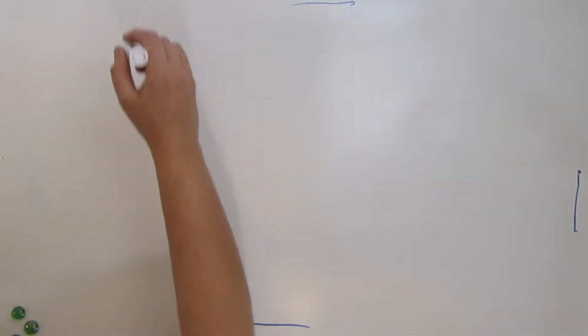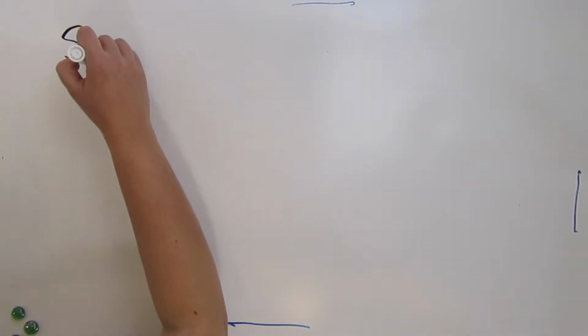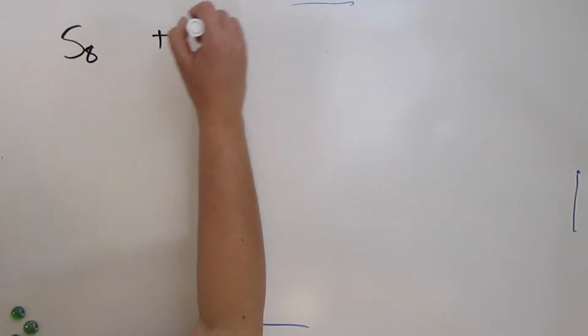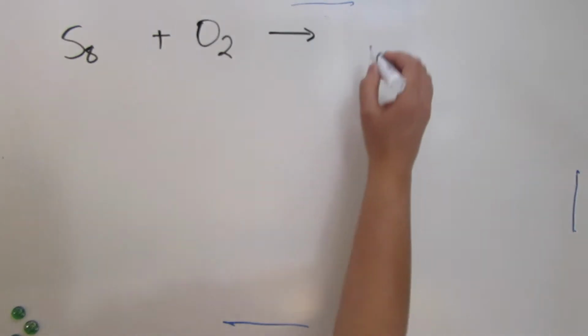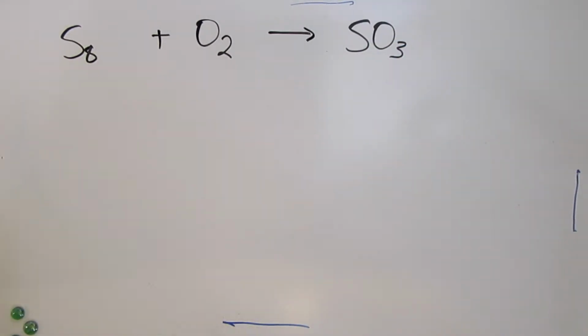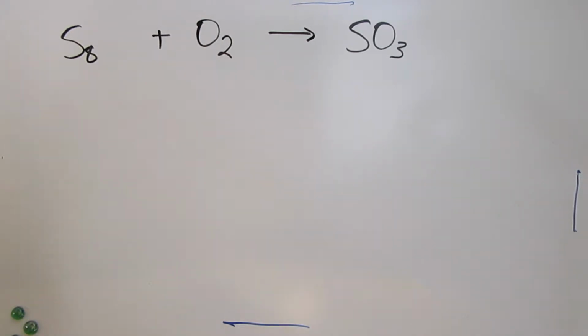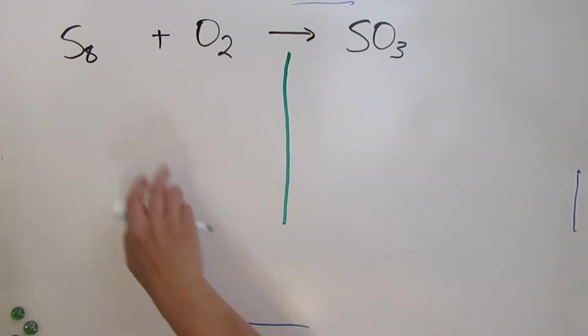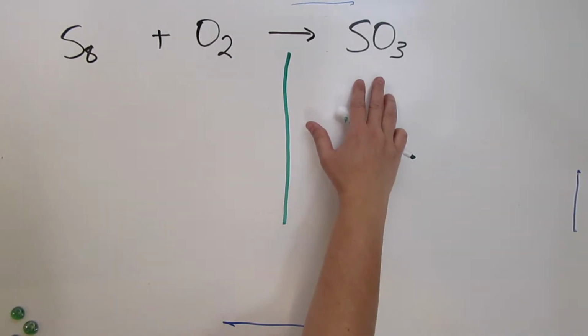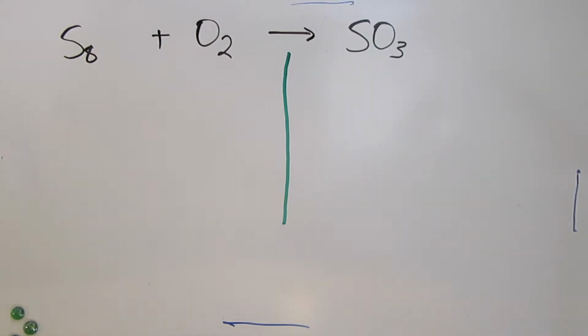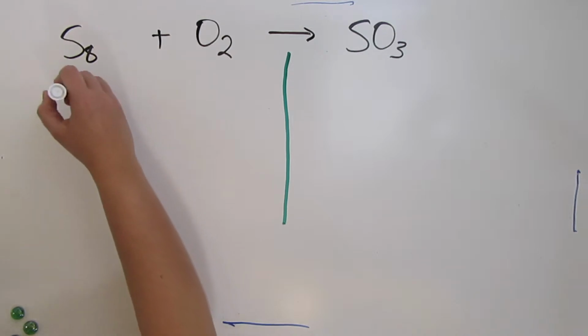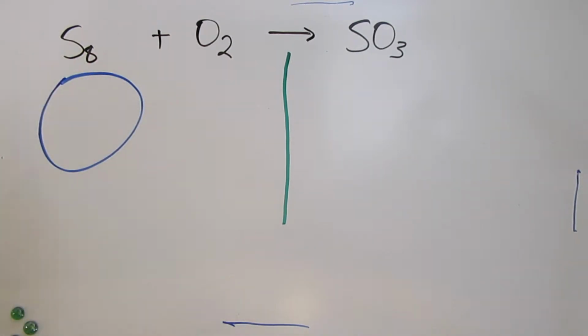So our first reaction involves the combination of sulfur with oxygen gas to form sulfur trioxide. Now, as you can see, here we have two reactants and one product. So we're going to keep all of our reactants on this side and our products on that side. And what we're starting off with is a much bigger molecule than we did in our hydrogen and oxygen forming water reaction.